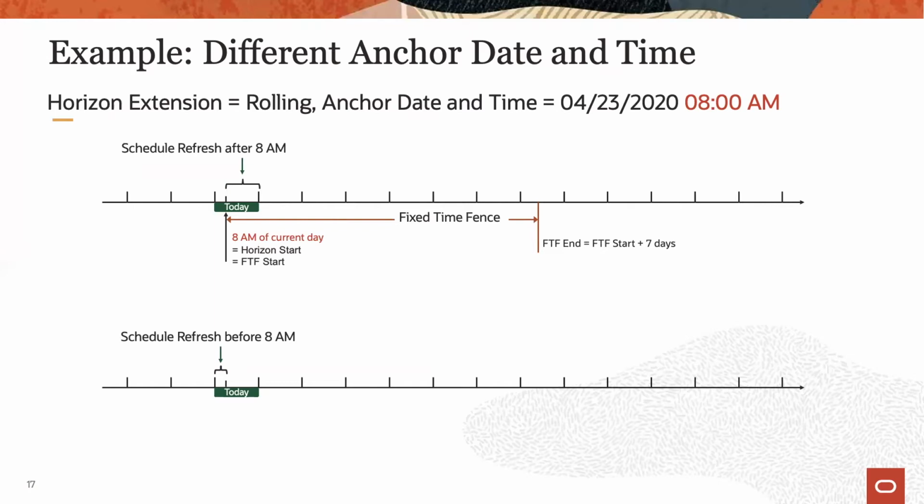Now, if a schedule refresh is run sometime before 8 a.m. on a given day, then the horizon start and fixed time fence start is set to the previous day at 8 a.m. And same as before, the fixed time fence is 7 days from that time onwards.